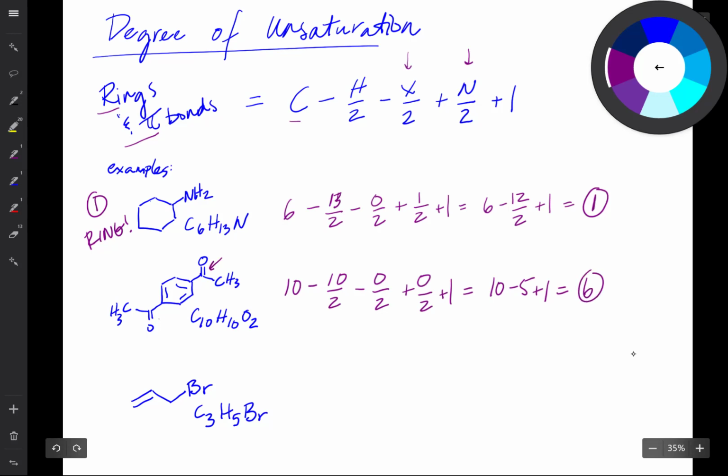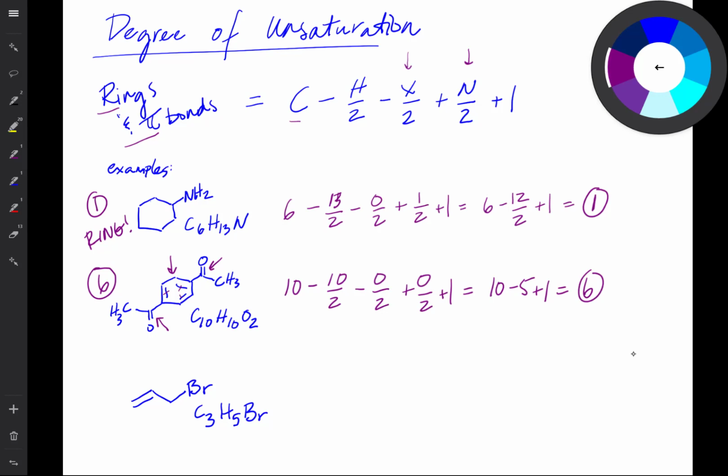We have a carbonyl and another carbonyl. That would be 2 degrees of unsaturation. We have a ring. That would be 3. And then we have 3 double bonds here in our aromatic ring. That would be 6. 6 total.